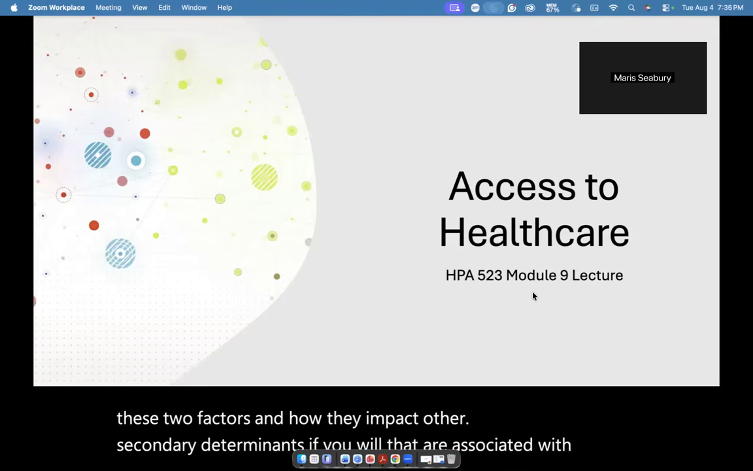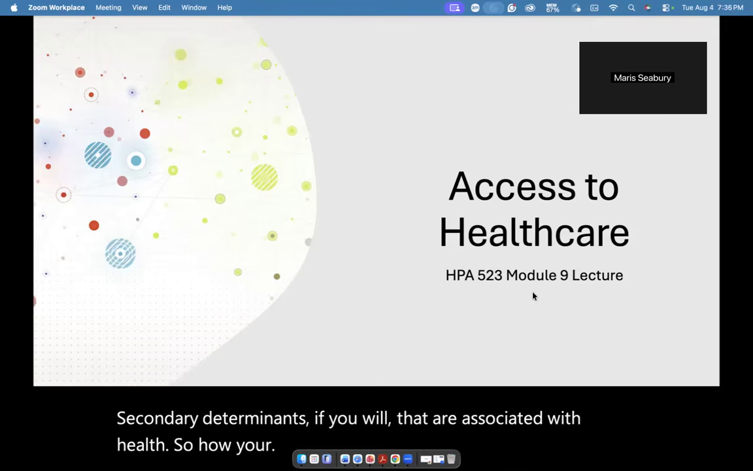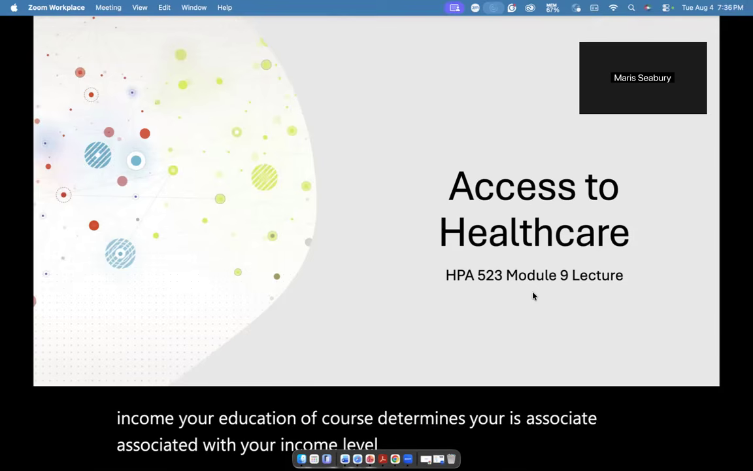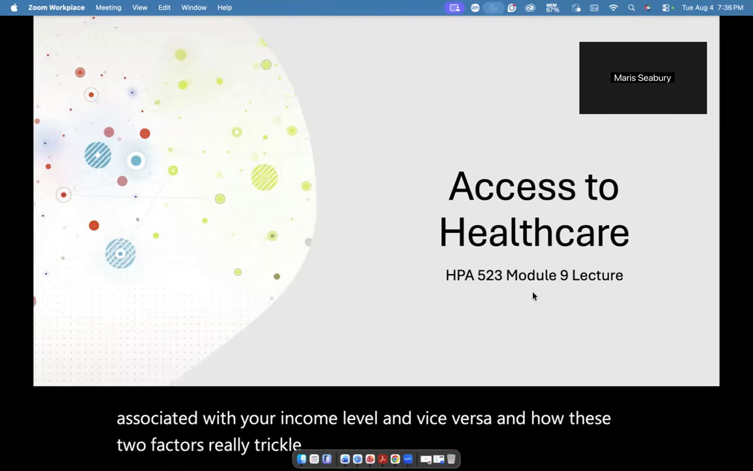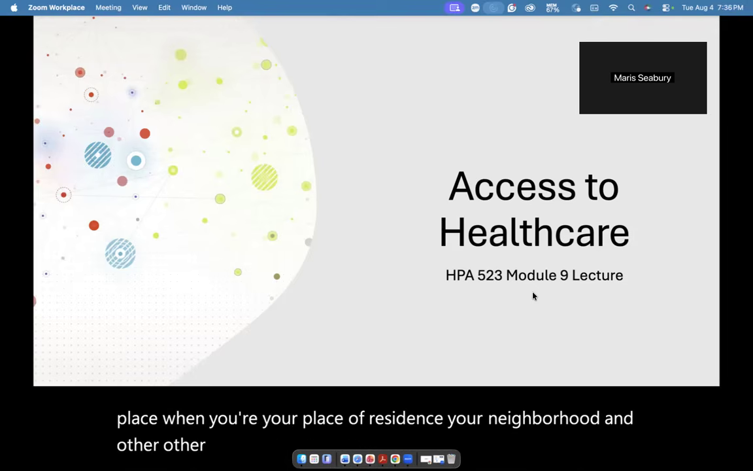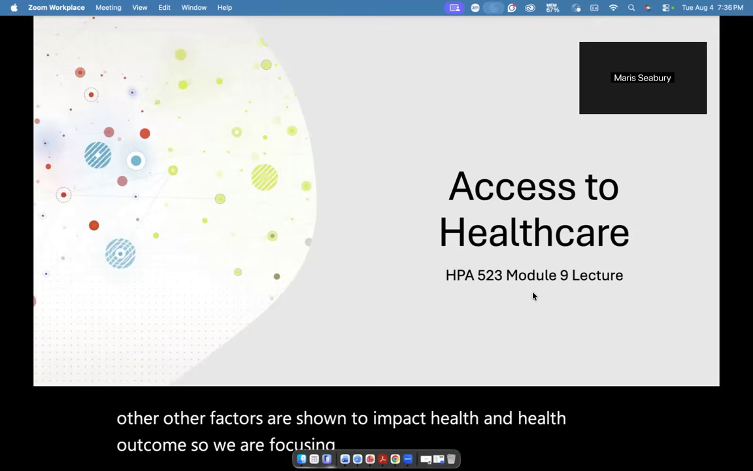So your income and your education determine, and are associated with, each other, and these two factors really trickle down into access to healthcare, your place of residence, your neighborhood, and other factors that are shown to impact health and health outcomes. So we are focusing on access to healthcare.